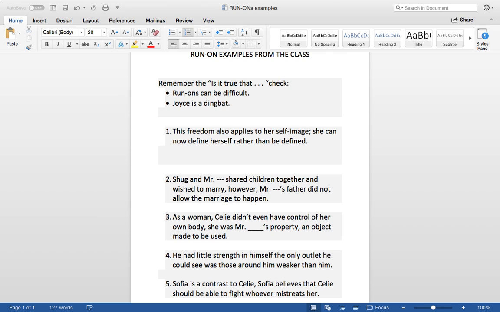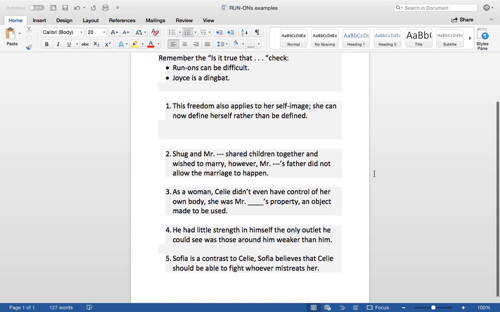This freedom also applies to her self-image; she can now define herself rather than be defined. Yeah, the 2 sides of the sentence are closely related, and that's usually when you've got the best use of the semicolon. All right, next example.